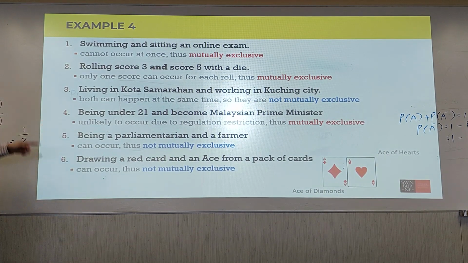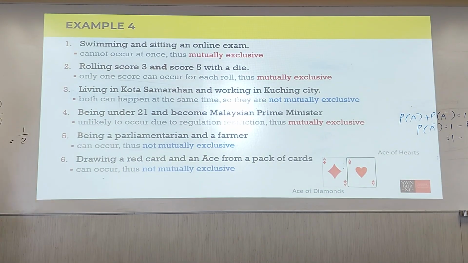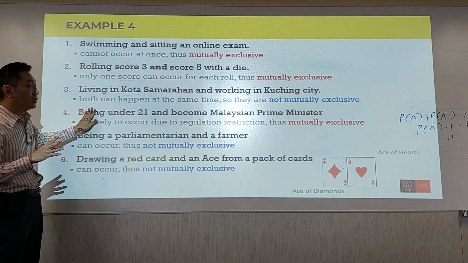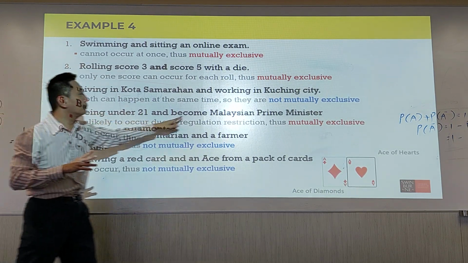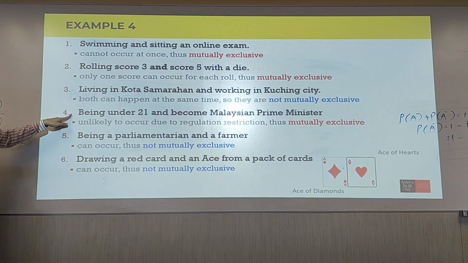Number 4: being under 21 years old and becoming Malaysian Prime Minister. Can these two happen at the same time? Cannot, because in the law of Malaysia, those who are eligible to be Malaysian Prime Minister must be 21 or greater. So these two events cannot happen at the same time, so we can conclude these two events are mutually exclusive. Number 5: being a parliamentarian and a farmer. Can, right? So not mutually exclusive.